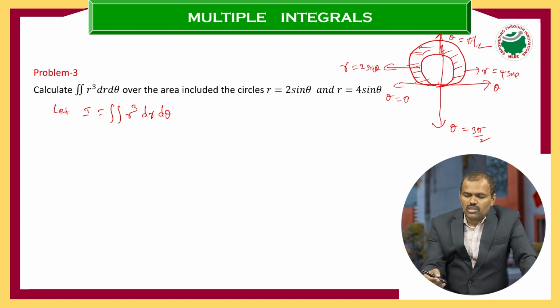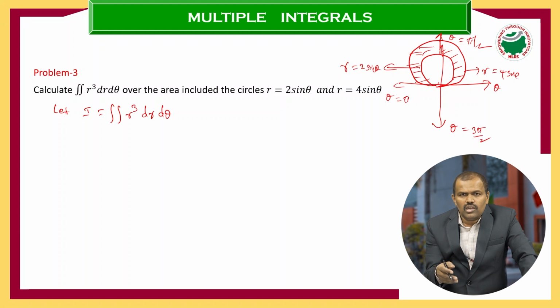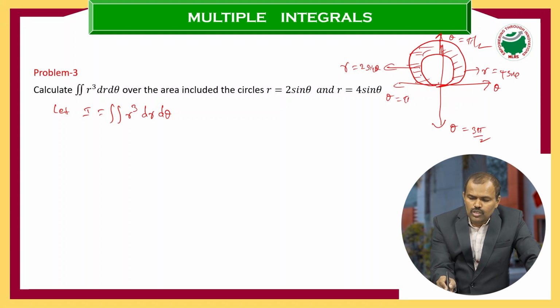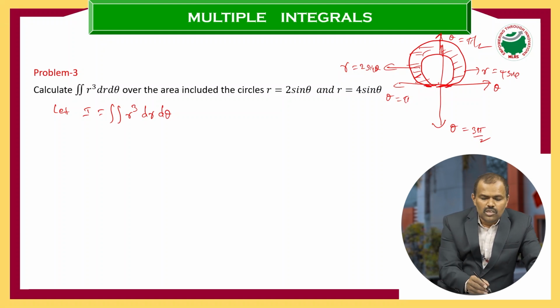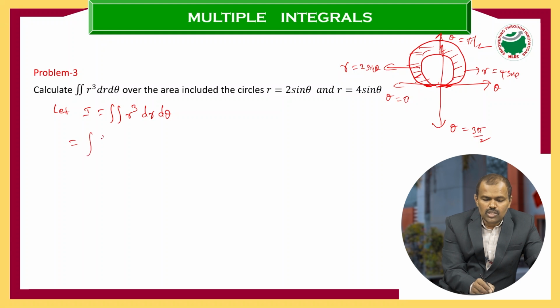So this region is very clear to say what the theta limits and the R limits are. The R limits are in terms of theta, from this to this, that means from 2 sin theta to 4 sin theta. Then theta limits: theta will start at 0 degrees and end at 180 degrees.